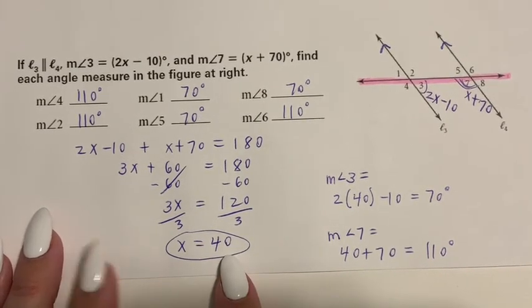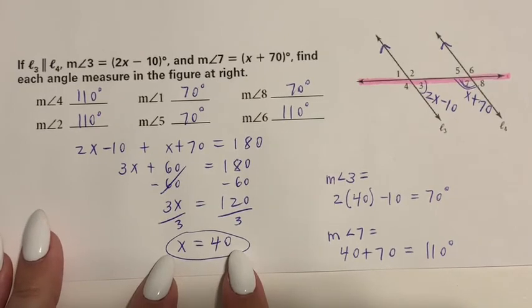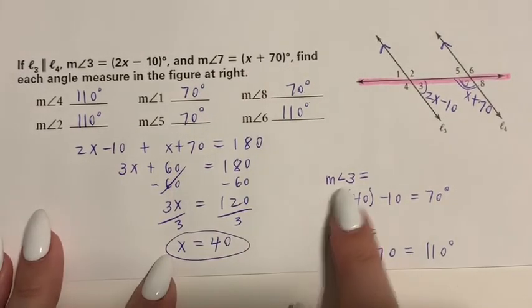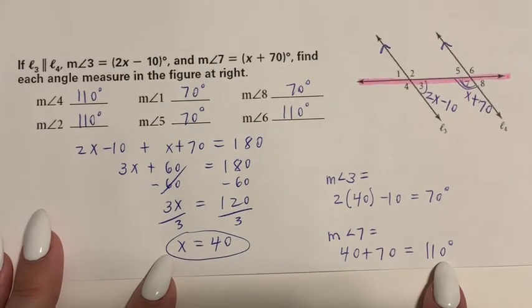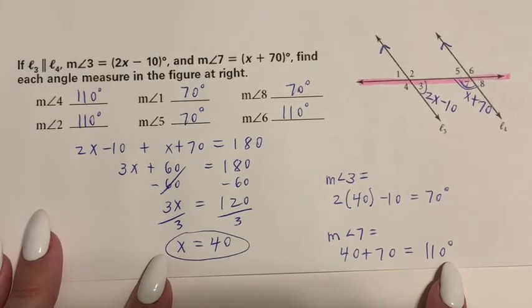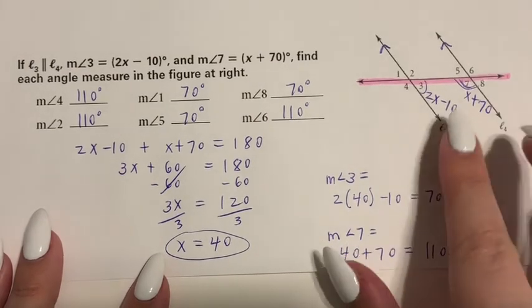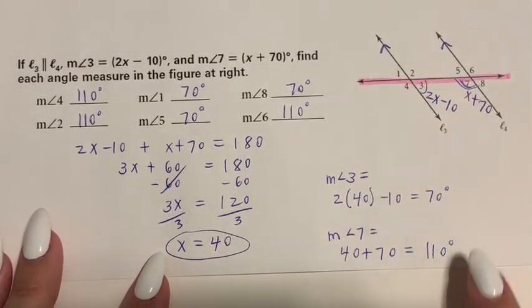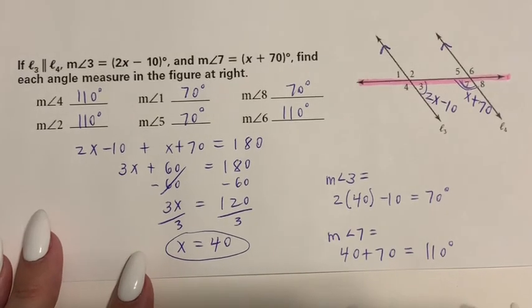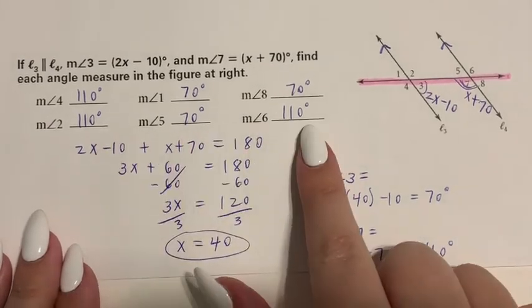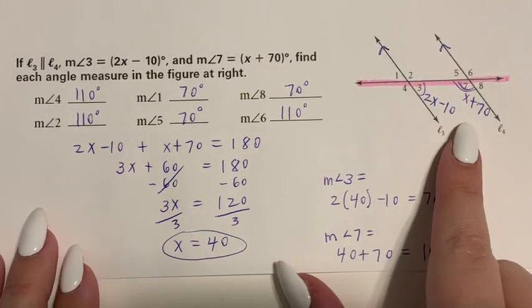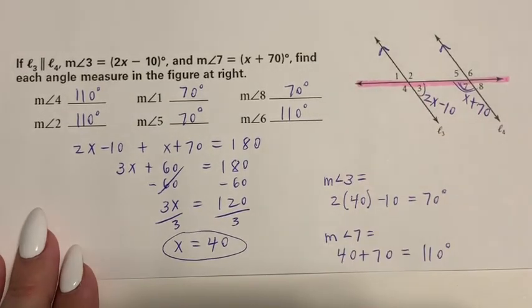And once I knew x was 40, I had to plug x back into each of these expressions so that I could find that the measure of angle 3 was 70 degrees and the measure of angle 7 was 110 degrees. So once you knew the measure of angle 3 and angle 7, then you were looking at the figure and you could label angle 3 and angle 7 with 70 degrees and 110 degrees. Then you were having to use the different special angle relationships that we talked about in order to find the rest of the angle measures by looking at your figure with your transversal cutting through your 2 parallel lines, which again gives you your special angle relationships.